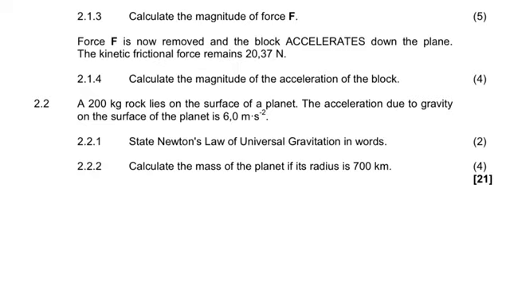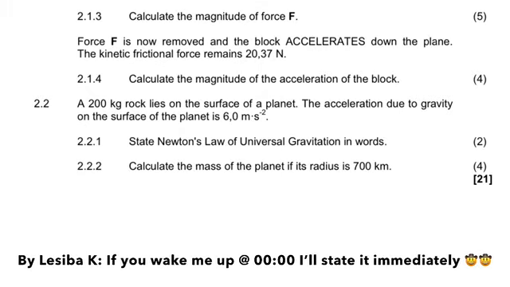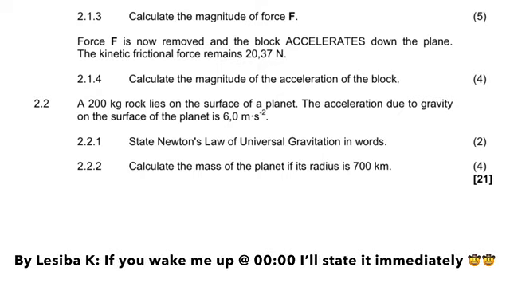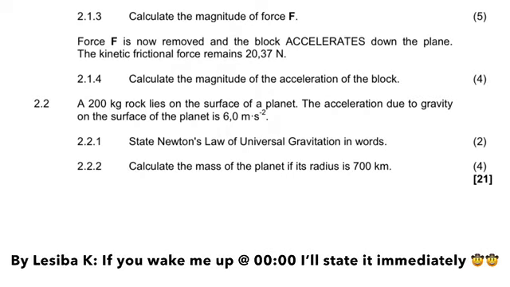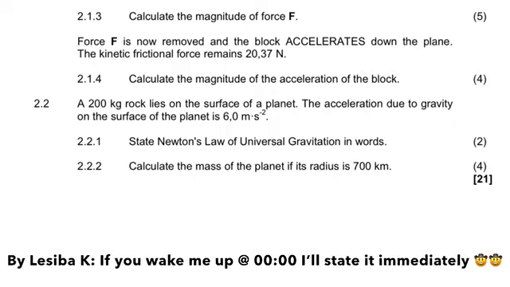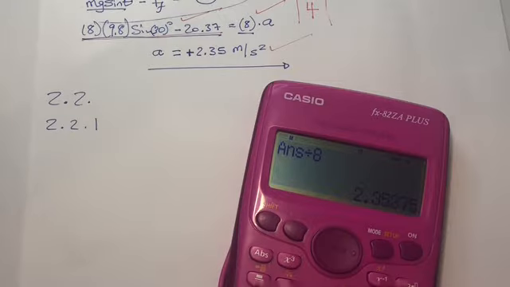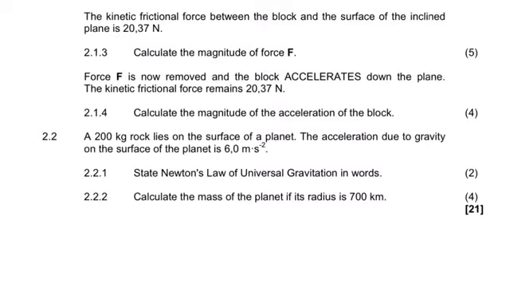Question 2.2.1 says, state Newton's law of universal gravitation in words. This question is allocated 2 marks. Since it's one of those obvious questions, I'll simultaneously solve these two questions. There will be an answer for question 2.2.1, and some calculations will be needed for question 2.2.2, which says calculate the mass of the planet if its radius is 700 kilometers.